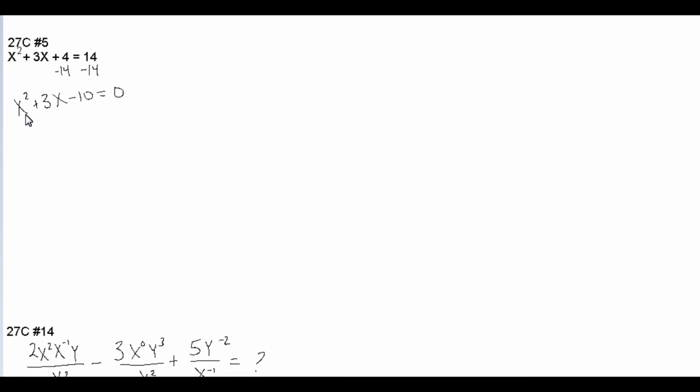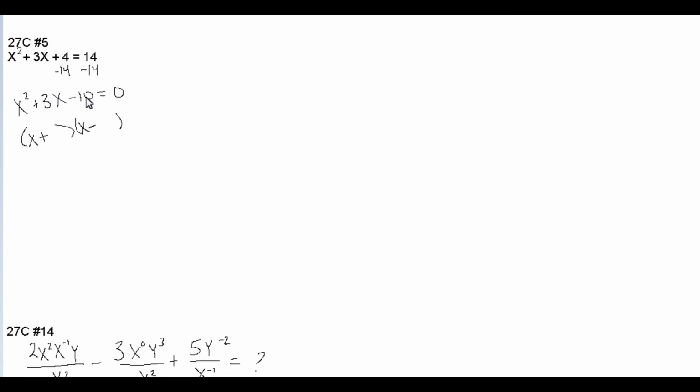Okay, so now we have to factor. There's no coefficient in front of the x, which makes it a little easier. So we have an x here and an x here. This is minus, so we know that one is plus and one is minus. Now when we look at the factors of 10, we want to subtract them to get the number 3.